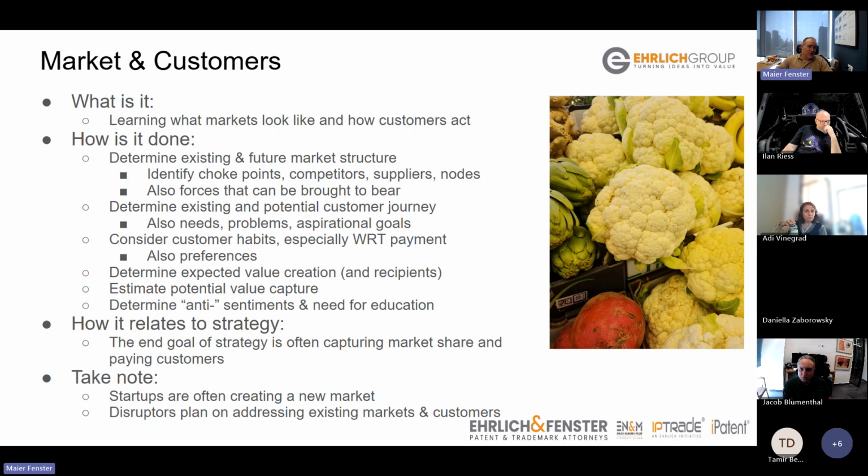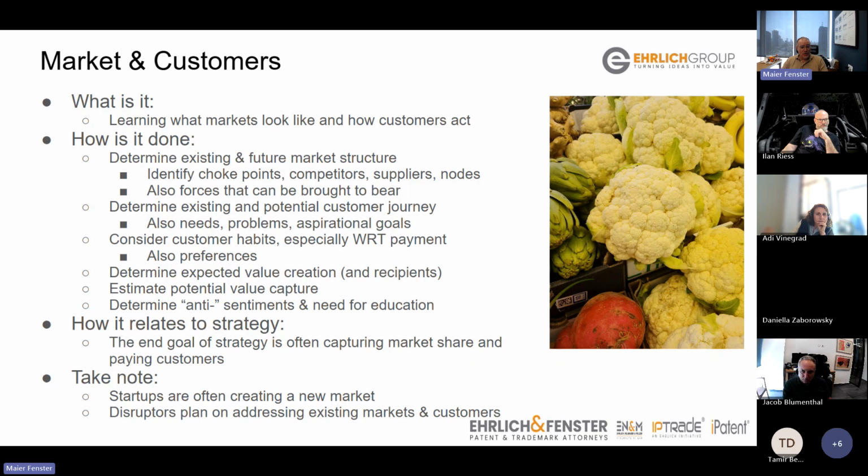Just like the competitors, you also have the market and your customers. So if you know what your market looks like and how your customers act, considering that the end goal of a business strategy is often capturing market share and getting more from paying customers, I think it's clear why this information is important for building an IP strategy. In any case, some of the things you look at are what does the structure look like now? What does it look like later? Competitors, choke points, suppliers, forces you can bring to bear. I'm not going to go into details about this.